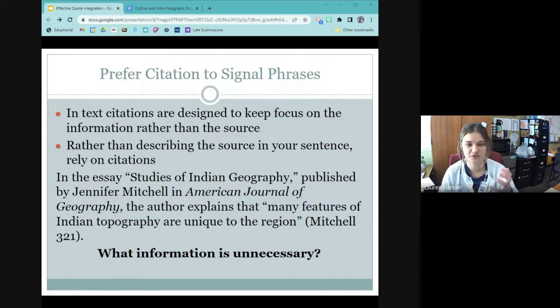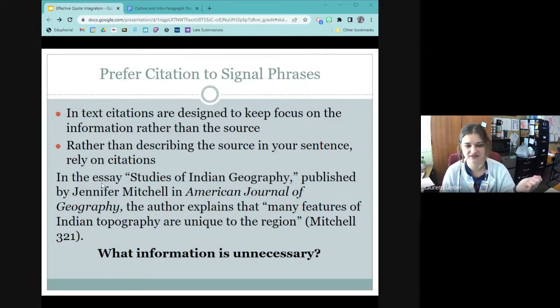So let's look at this quote together and see how it's overly long and the signal phrase actually takes away from the intention of the quote itself. So in the essay Studies of Indian Geography published by Jennifer Mitchell in the American Journal of Geography, the author explains that many features of Indian topography are unique to the region. Mitchell 321.